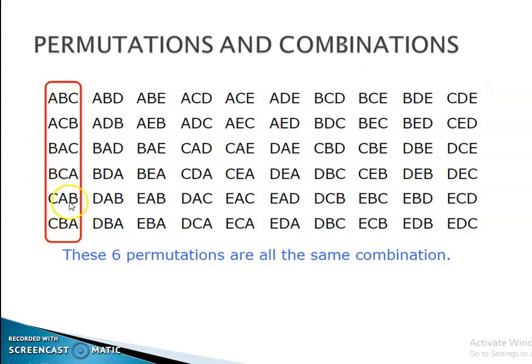In combinations, order is not important, but in permutations, order is important. So ABC is different from ACB for permutations, but ABC and ACB are the same combination. These 6 are the same combination. Similarly, these 6 permutations are the same combination, and so on.